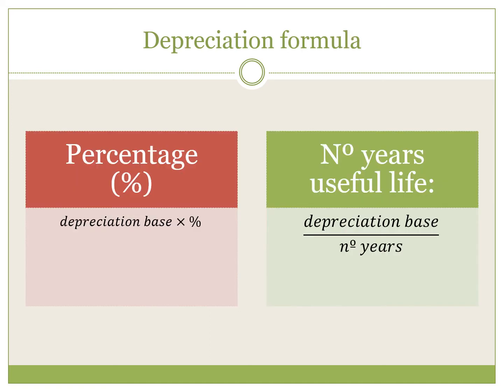So it's already time to talk about the formulas. We're going to use just one method. It's the straight line method, and we're going to see two versions of it. One is the percentage. So we're going to multiply the depreciation base by a percentage, and you will have your depreciation calculated. The second way is the useful life. So we will divide the depreciation base by the number of years of useful life that that asset has.